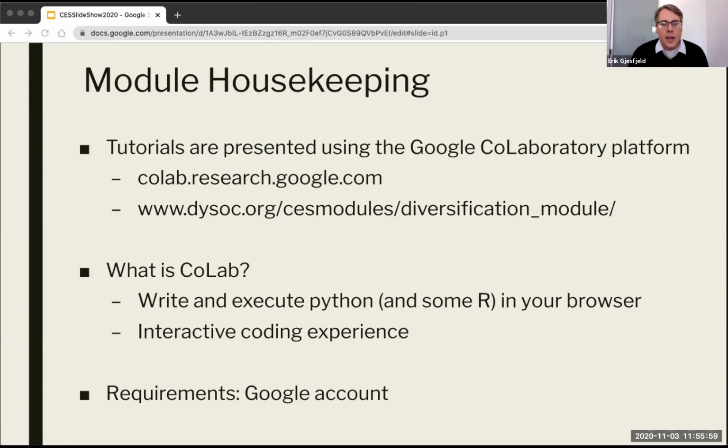For those of you familiar with IPython or Jupyter notebooks, essentially Colab is exactly one of these, except it's browser based. It does require a Google account to use, and it tends to work best in a Chrome browser, but it can work in others as well. So that's just some general housekeeping about the modules themselves.